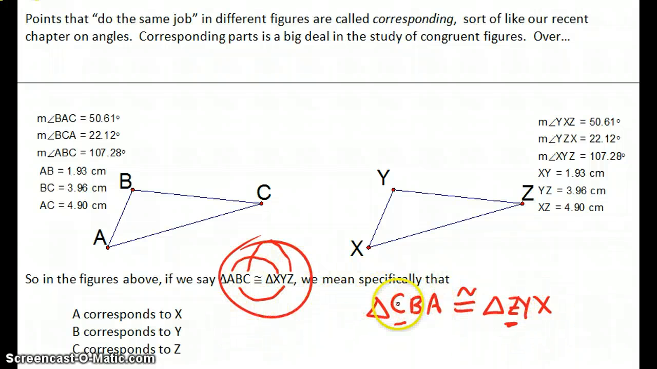I can name the first triangle however I want, but once I've done that, I got to make sure that the second one agrees with that.